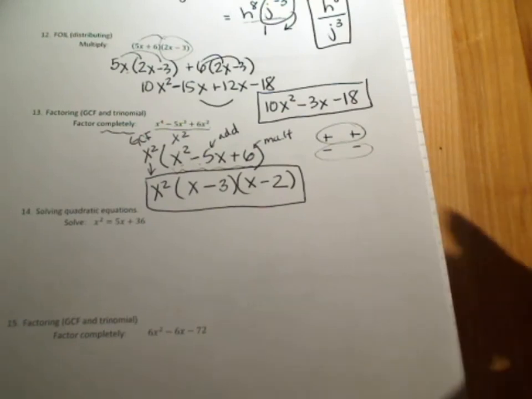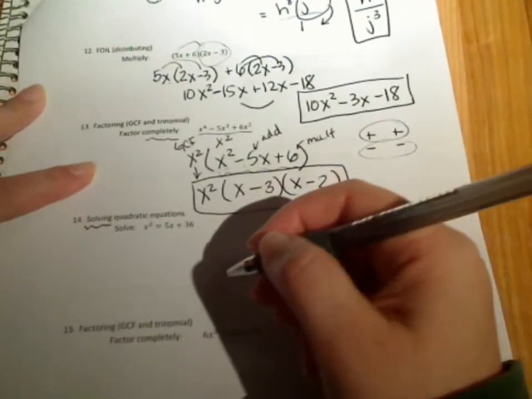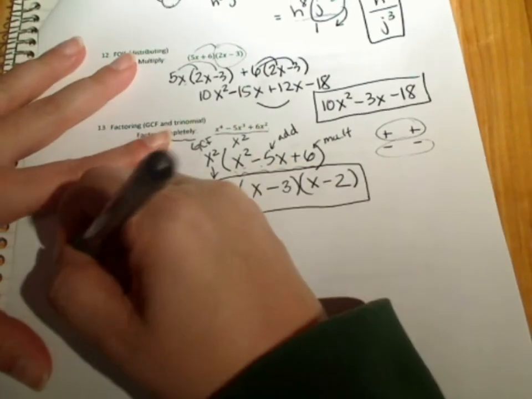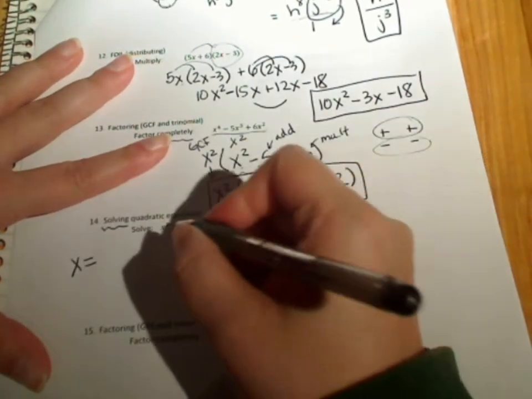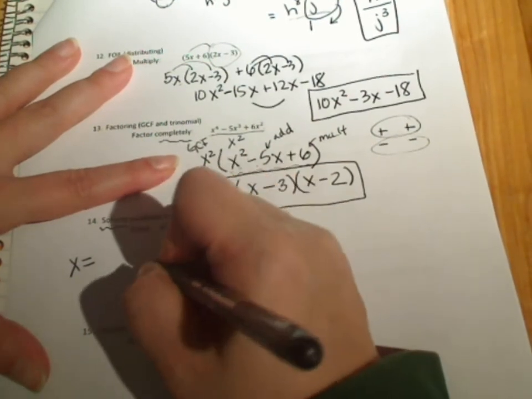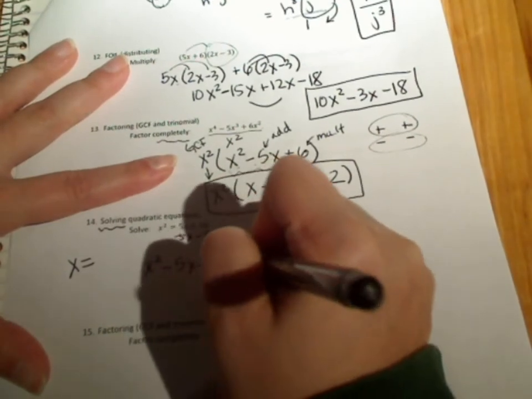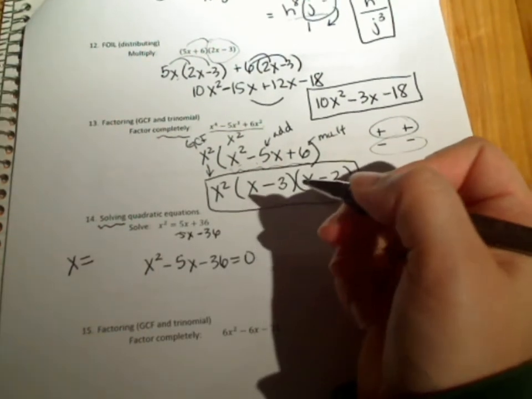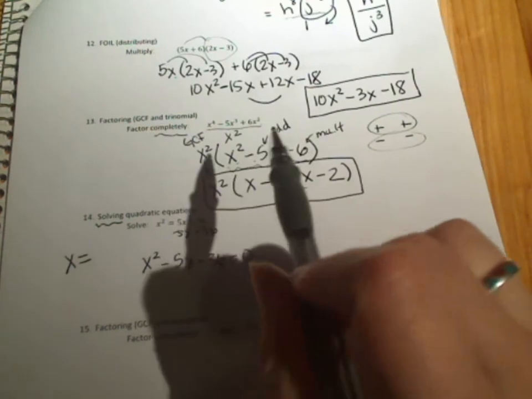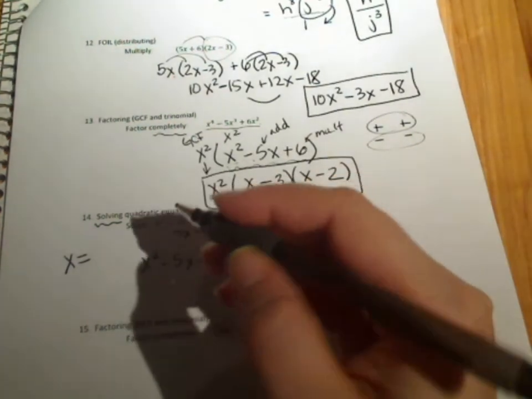Number 14. When you start seeing the word solving, well, I want to figure out what x equals. So first thing I'm going to do is get everything on one side. So I have x squared minus 5x minus 36 equals 0. I like having x squared be positive because you don't have to mess around with the negative signs. You just have x and x, just like we had in the one above.